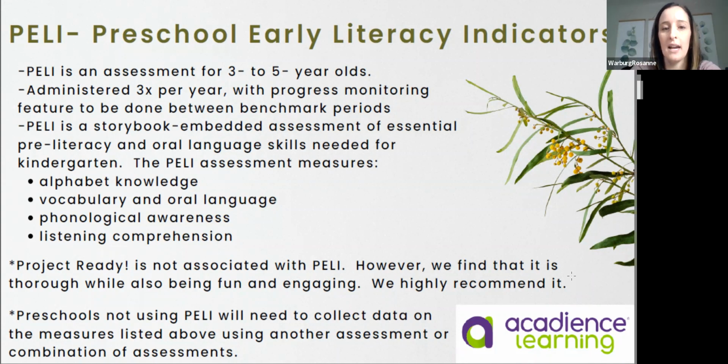It's administered 3 times a year. There is a progress monitoring feature that can be done in between those 3 benchmark periods. It's a storybook embedded assessment, like we talked about, and it gives us an idea of essential pre-literacy and oral language skills that are needed for kindergarten. It does measure alphabet knowledge, vocabulary and oral language, phonological awareness, and a student's listening comprehension. So when we use Peli, we get information on all of those pieces there.